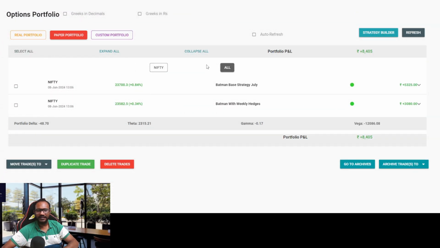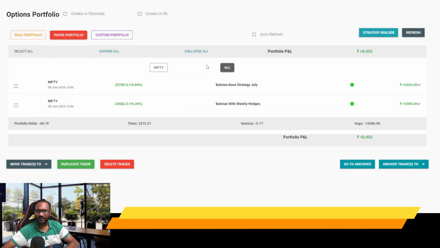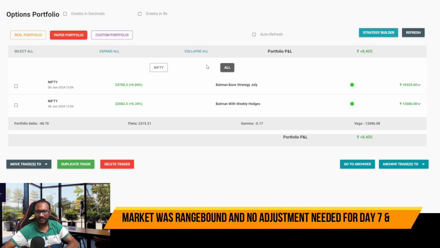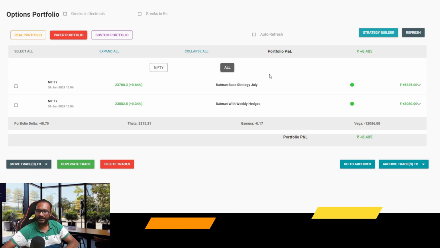On day 7 and day 8, there were not many actions. Nifty was consolidating within plus or minus 50 points, with no significant moves. Currently Nifty has scaled up to 23,582. We created the Batman strategy around 23,300, so it has moved roughly 300 points higher, but a lot of time has passed. That is the reason you're seeing the base strategy in a profit of about 5,300 rupees, and with the edges it is at 3,080 rupees, which is quite decent.